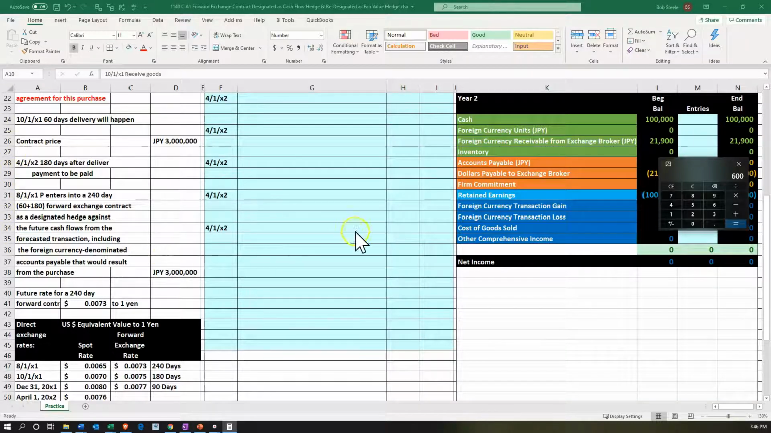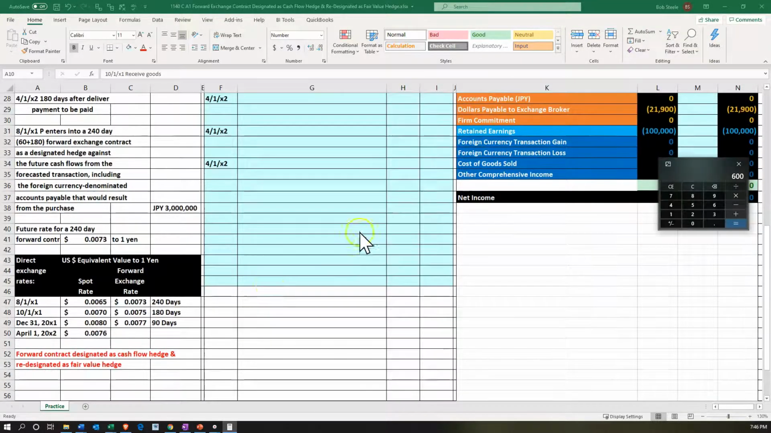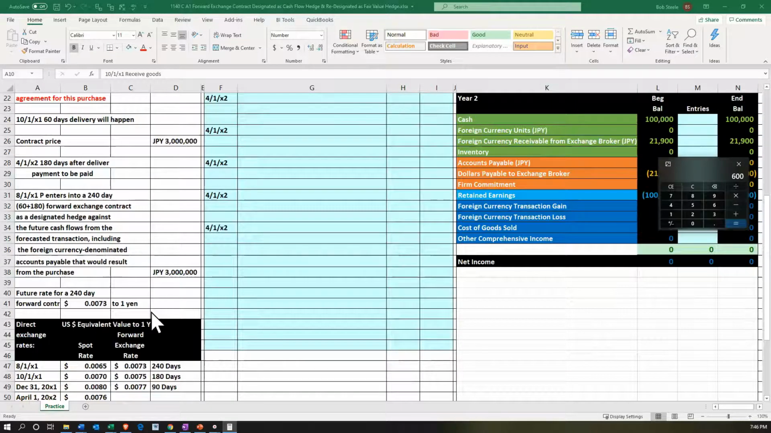That's going to result in income. Why is it income? Because last time we had the prediction of 1 yen being $0.0073, and now we have 1 yen being $0.0075. So you get more dollars per yen. That means the yen is getting stronger, and we're talking here about a receivable.